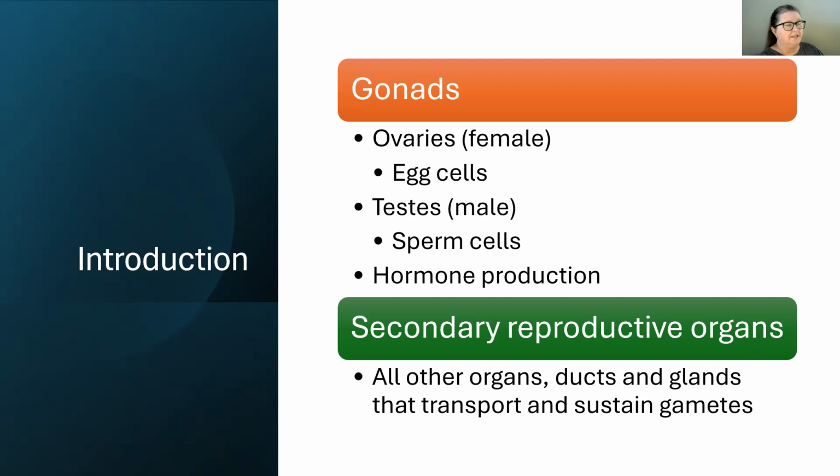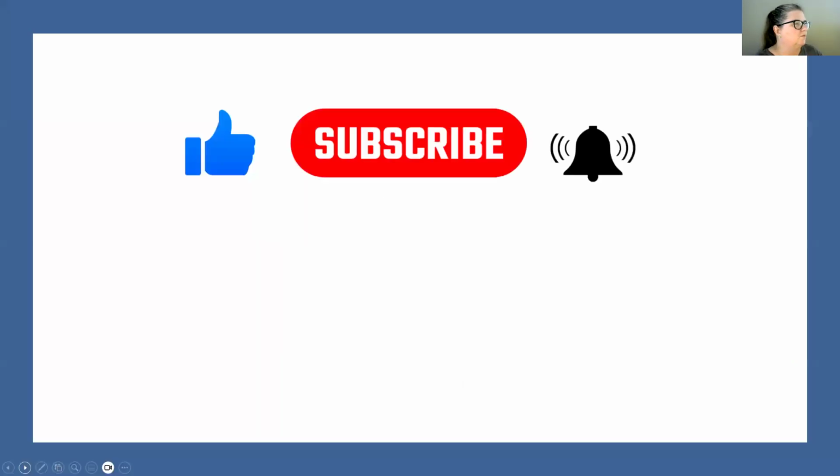There are also secondary reproductive organs, and in both male and female, those are all the other organs, ducts, and glands that transport and sustain gametes. And gametes, of course, are the egg in females and the sperm cells in males. All right, so we are going to go ahead and start with our male reproductive system.